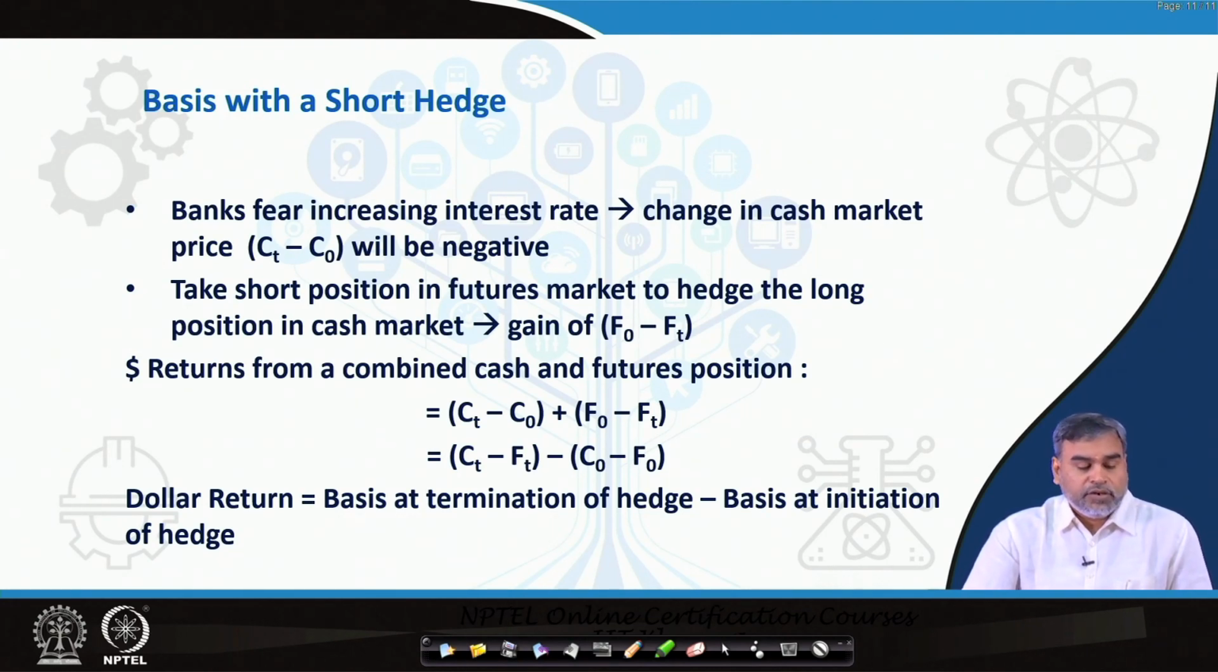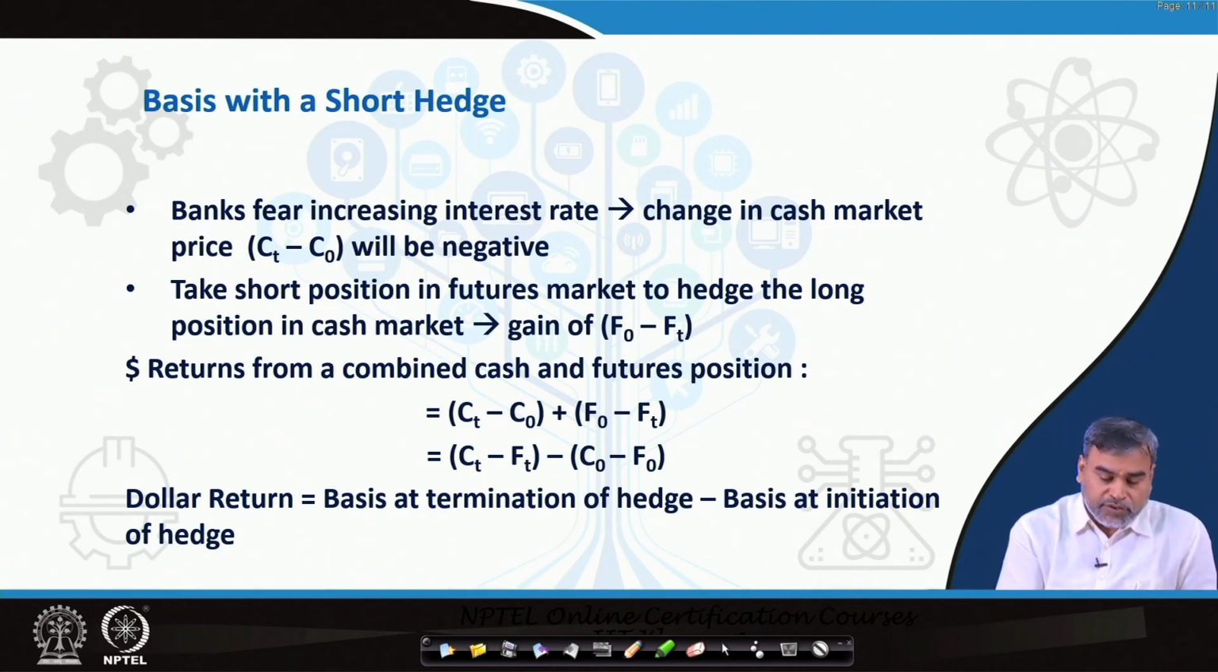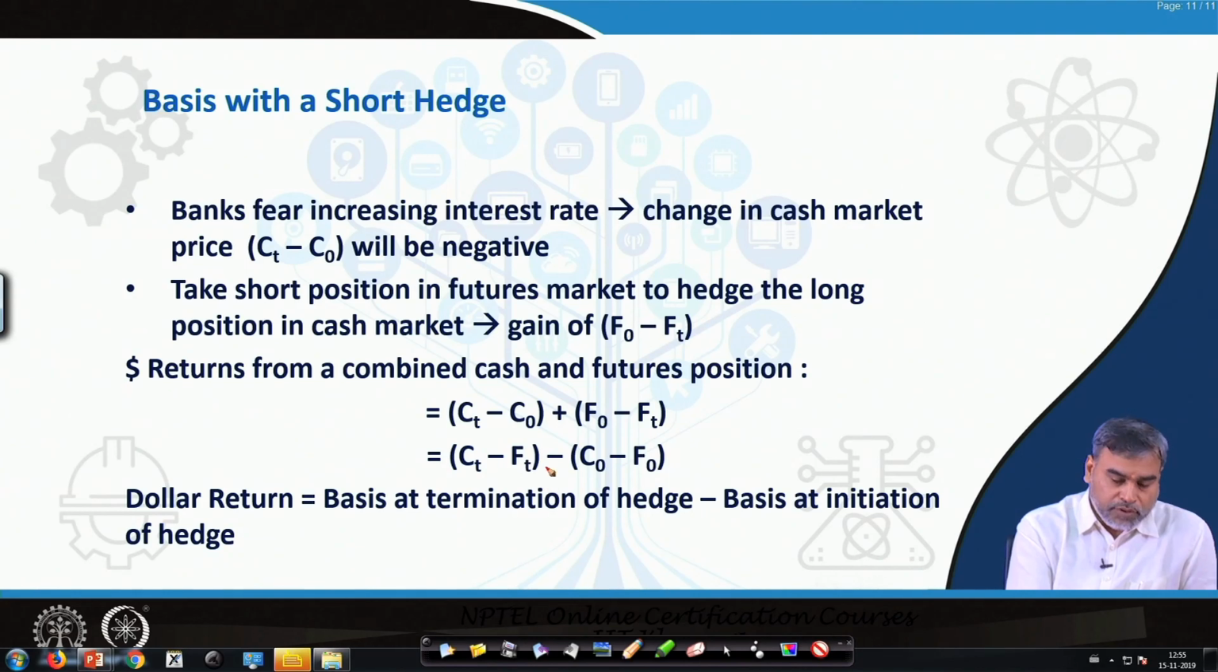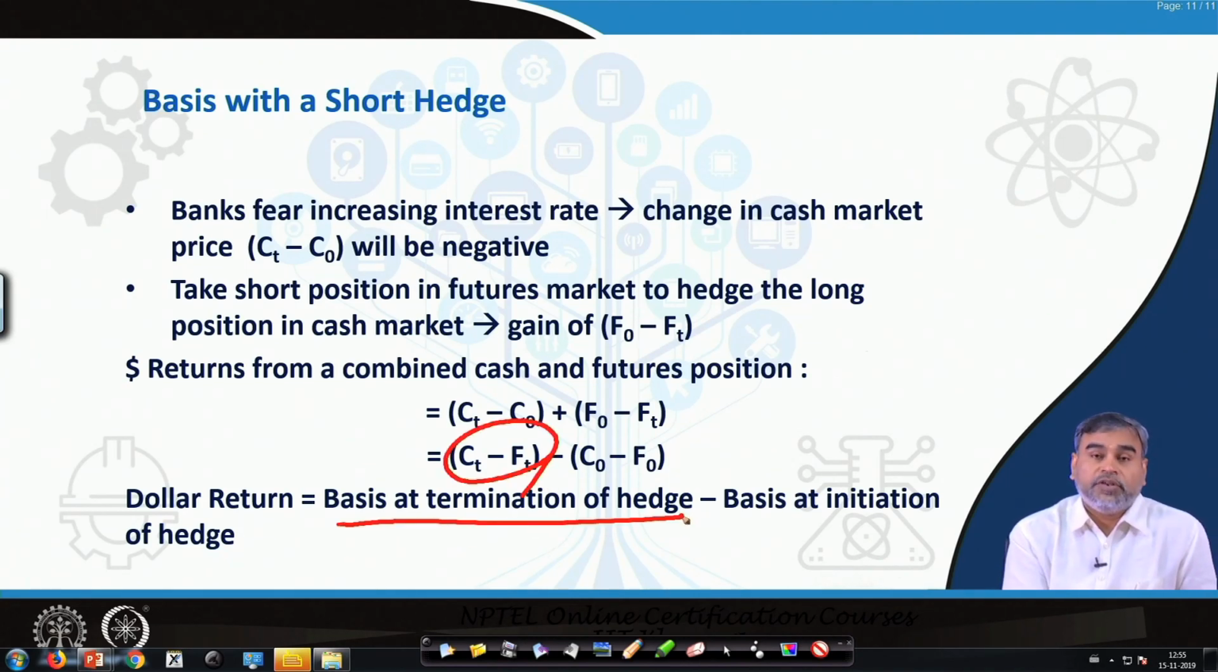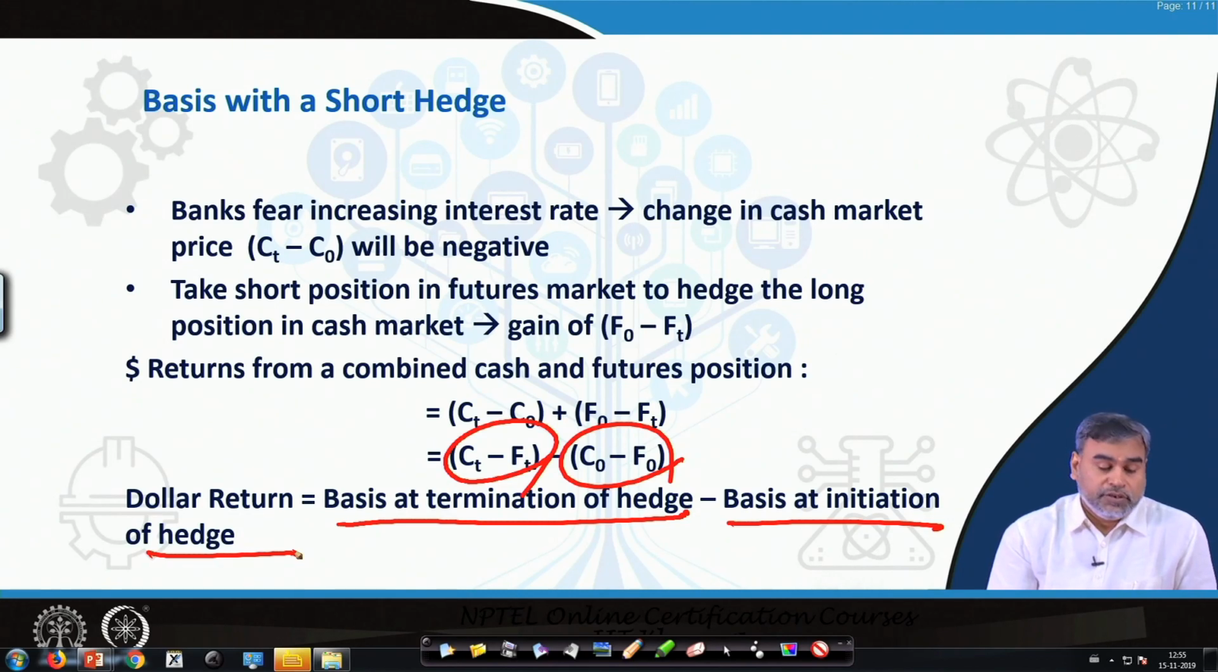So, the dollar return is equal to the basis at termination of the hedge, which is nothing but C t minus F t. So, this is your basis calculation. C t minus F t is the basis at the termination of the hedge, and C 0 minus F 0 is the basis at the initiation of the hedge. So, that is the return you can generate whenever you have a change in the interest rates in the market, and you have different futures prices and different spot prices at that particular time.